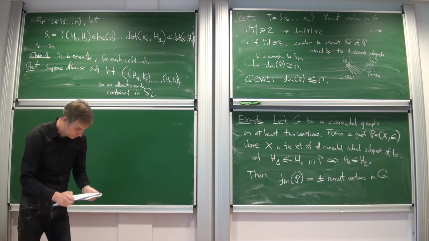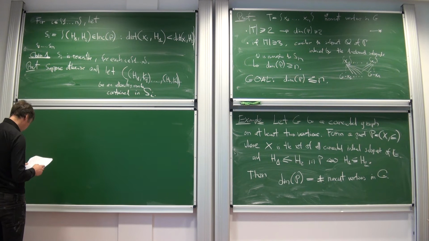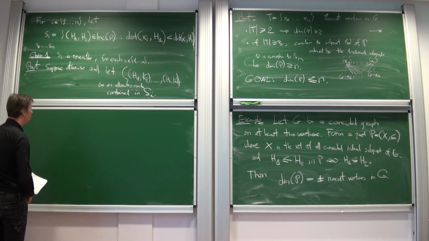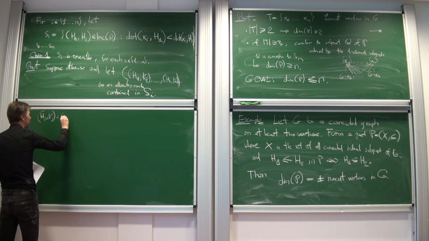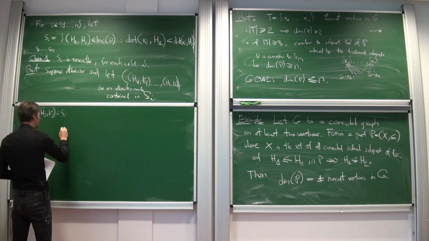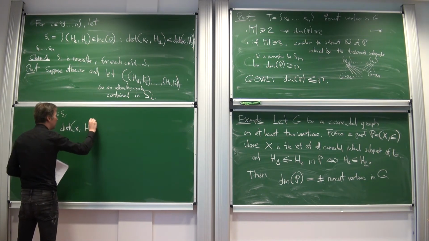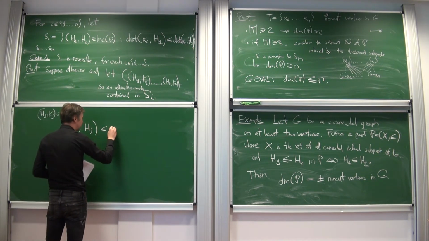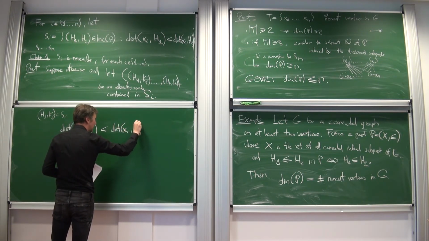What is the problem with that? Well, take some j. So Hj, Kj is a pair in Si. This means that by definition, the distance of xi to Hj is less than the distance of xi to Kj, distance in G.